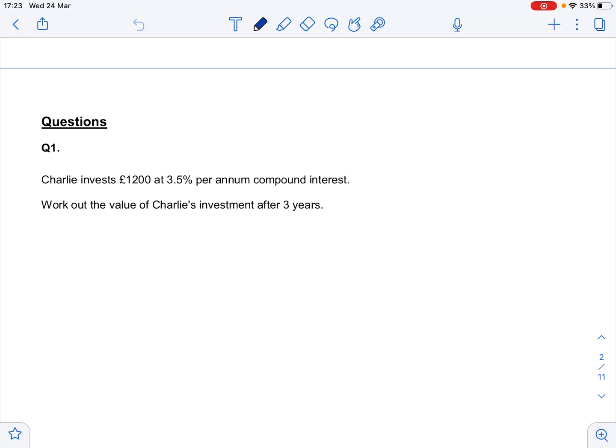So first question, we have Charlie invest 1,200 at 3.5 percent interest annual. So we're going to use our formula to work out compound interest. It is our initial amount multiplied by our multiplier to the power of years. So firstly, our initial amount is just 1,200.